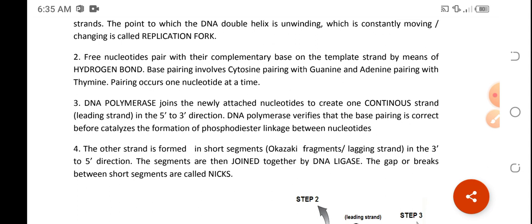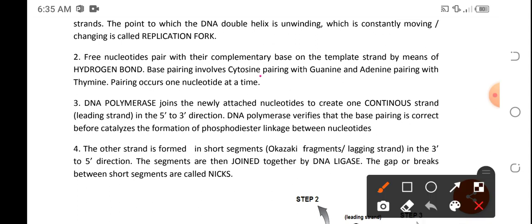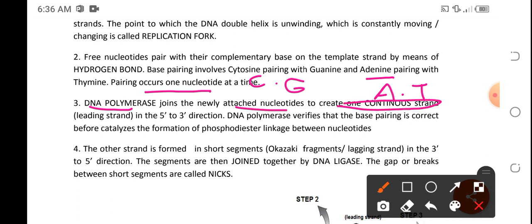Base pairing involves cytosine pairing with guanine pa rin. Okay, so the C will pair with G, and then the adenine will be pairing with thymine. Okay? Pairing occurs one nucleotide at a time. Next, the DNA polymerase joins the newly attached nucleotides to create a continuous strand, or this is known as the leading strand, in the 5' to 3' direction.